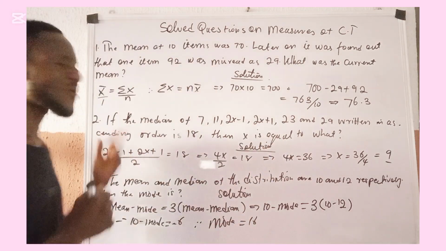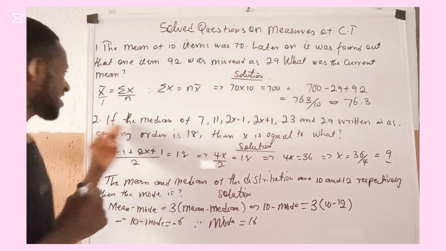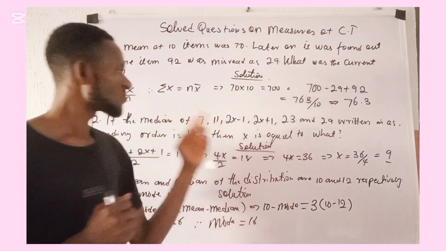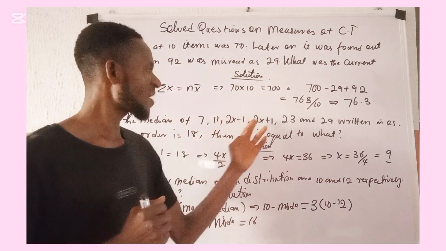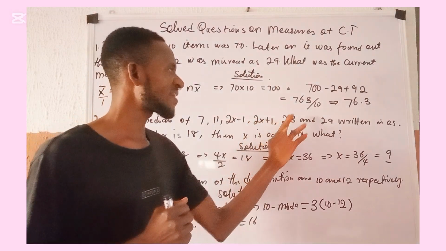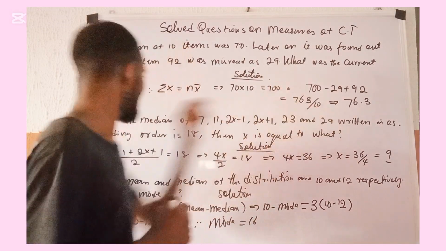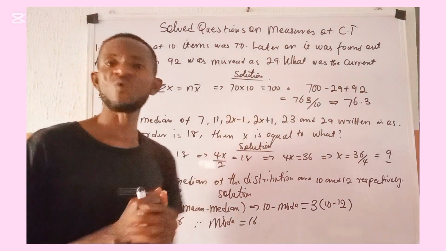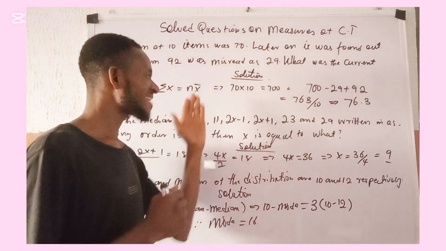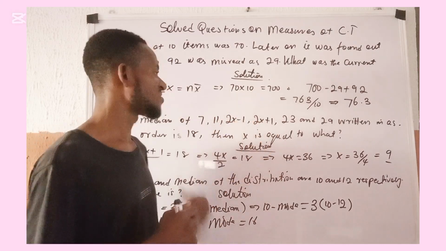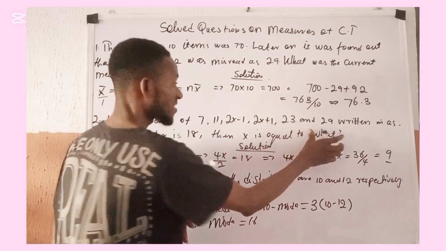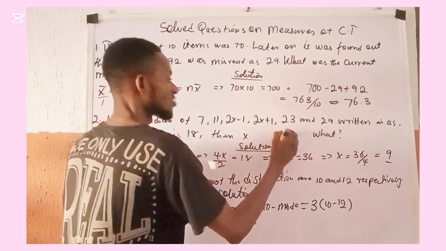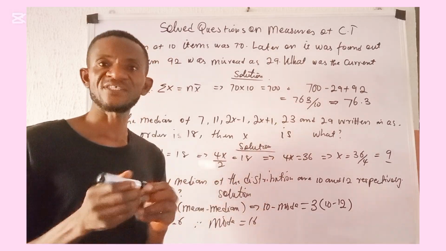Then we come down to number 2. Number 2 says, if the median of 7, 11, 2x minus 1, 2x plus 1, 23, and 29, written in ascending order, is 18, what is the value of x? What is x equal to?